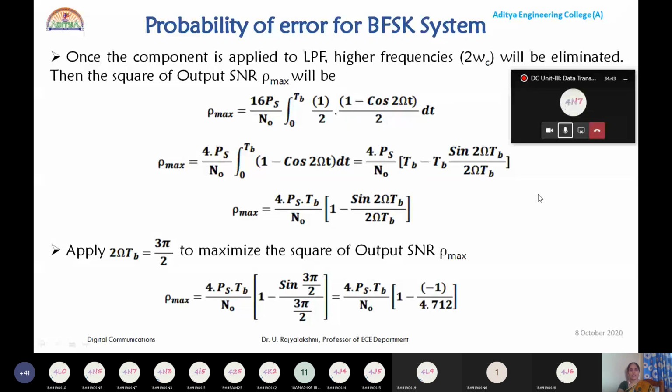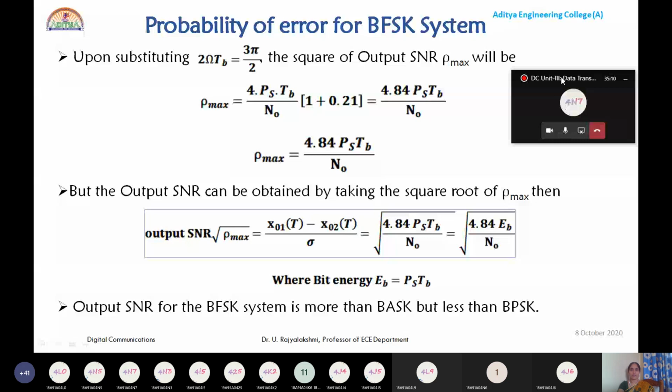Now let us move to the next slide. What we did here, we directly calculated the rho max value. In order to maximize the square of output SNR, we considered 2 omega TB as 3 pi by 2. We substituted the value and got 4 PS TB divided by N naught into 1 minus 1 by 4.712. So we can simplify the equation further.